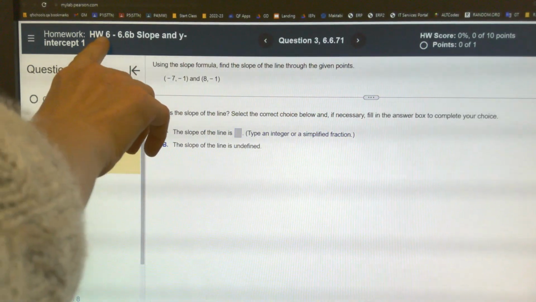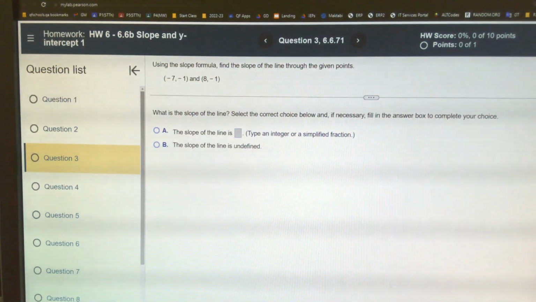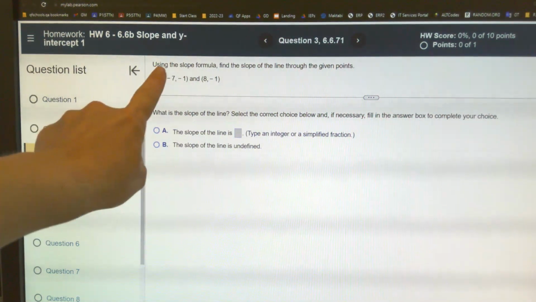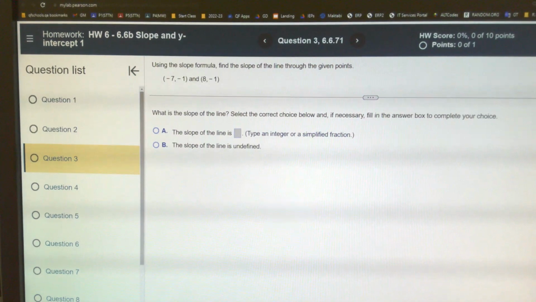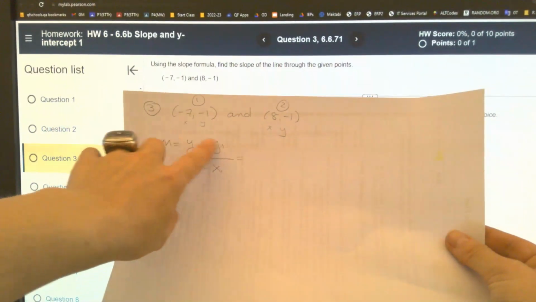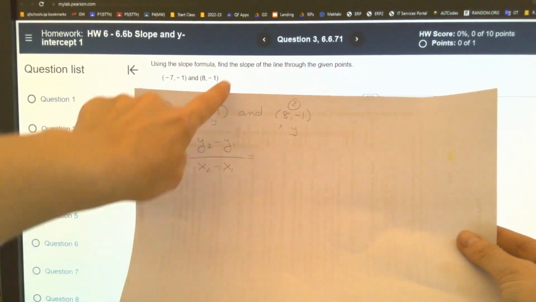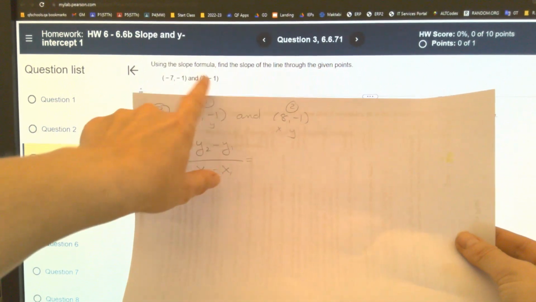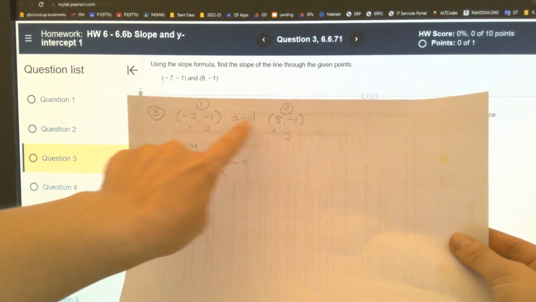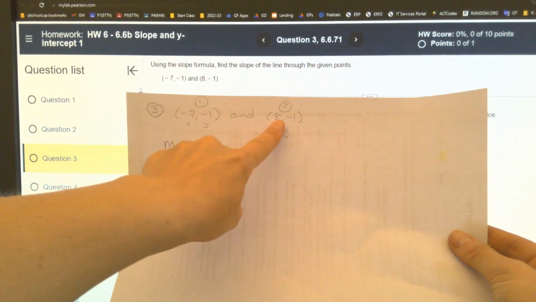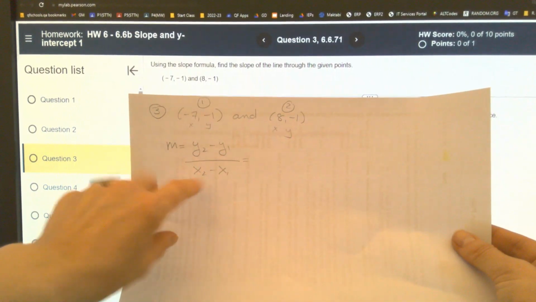Homework 6, question 3. We're going to do question 3 and 4. It says using the slope formula. So here's the slope formula. Find the slope of the line through these 2 points. So I've written down these 2 points here, and I need to use the slope formula.